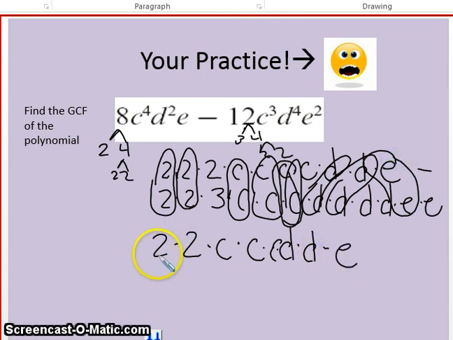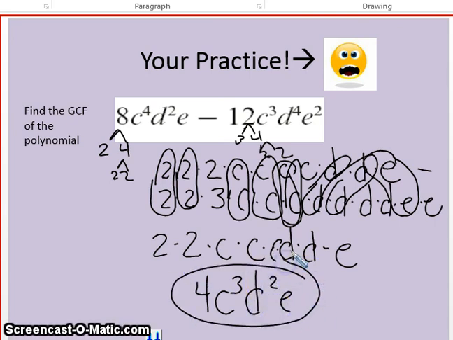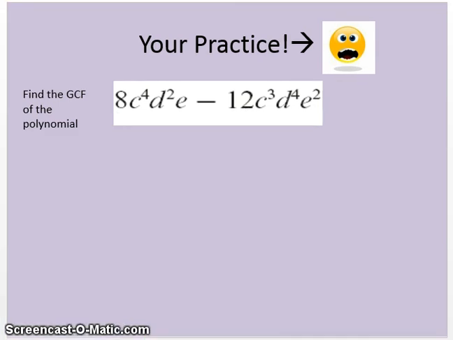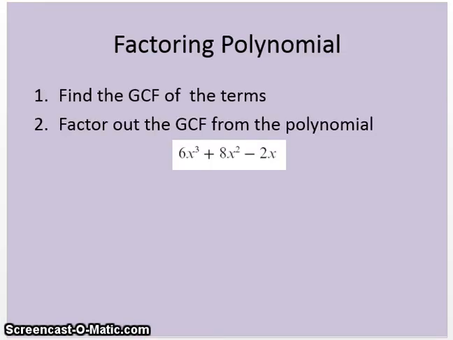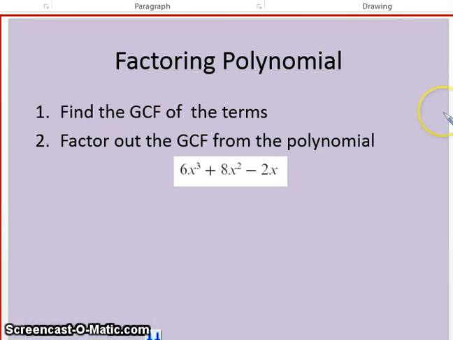So our greatest common factor here is 2 times 2, which is 4, C times C times C, which is C to the 3rd power, D times D, which is D squared, and then E. Alright, so when we're factoring a polynomial, we want to find the GCF of the terms, and then factor the GCF from the polynomial. Now, here's what we're going to do. Again, this is an example. It needs to be in your notebook.